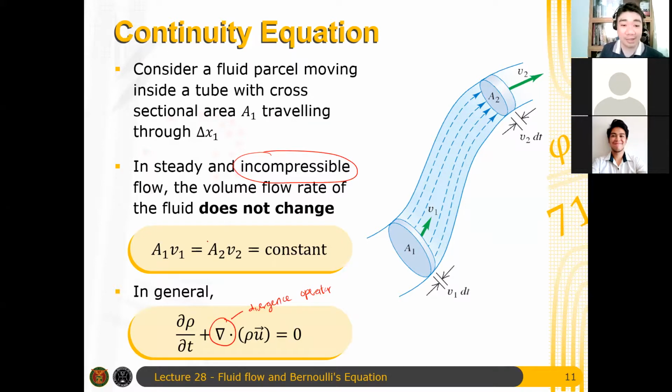So the equation you need to remember is this: A1 V1 equals A2 V2. Again, V there is not volume, it is velocity. Questions? None. Okay.